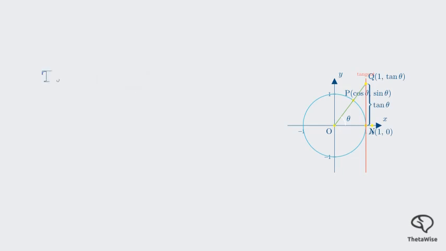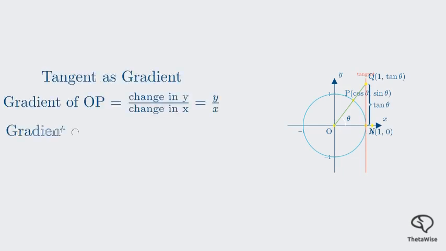A very useful alternative interpretation of the tangent is the gradient, or slope, of the line segment OP. The gradient is the change in y divided by the change in x, which is y over x. Since y is sin θ and x is cos θ, the gradient of the line OP is indeed tan θ.